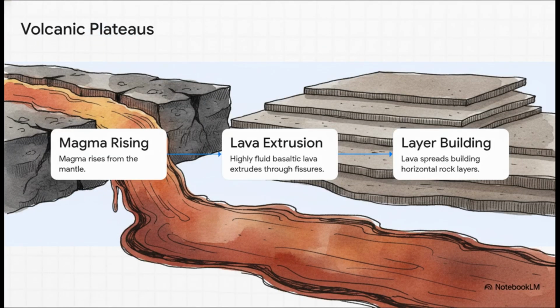Now, another totally different endogenous method gives us volcanic plateaus. But unlike the violent, explosive eruptions that build cone-shaped mountains, this process is much, much quieter. Highly fluid, low-viscosity basaltic lava extrudes really smoothly from long cracks or fissures in the crust. Because it's so runny, it spreads outward over massive areas before it solidifies. Over numerous quiet eruptions, these horizontal sheets of rock build up to form thick, elevated tablelands.